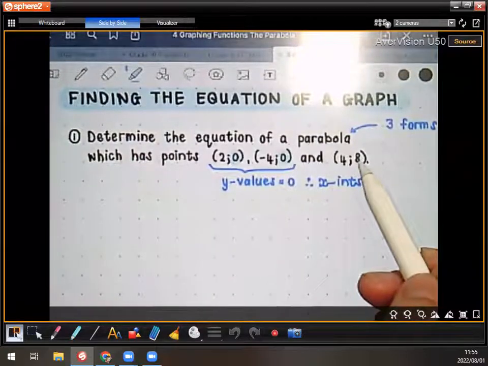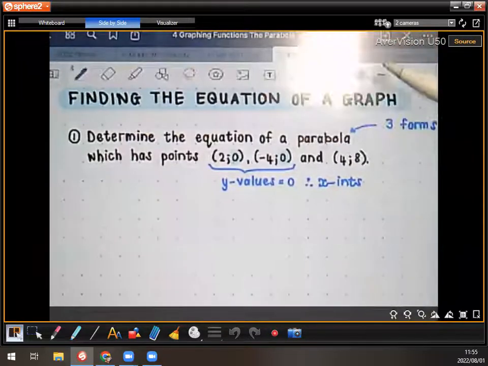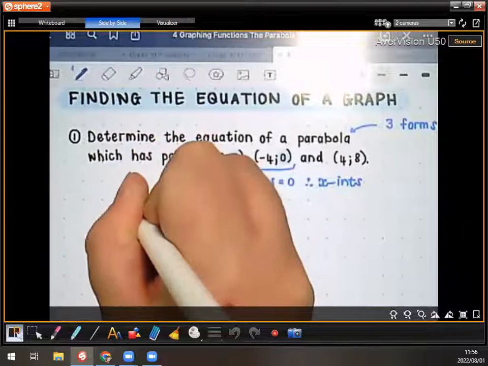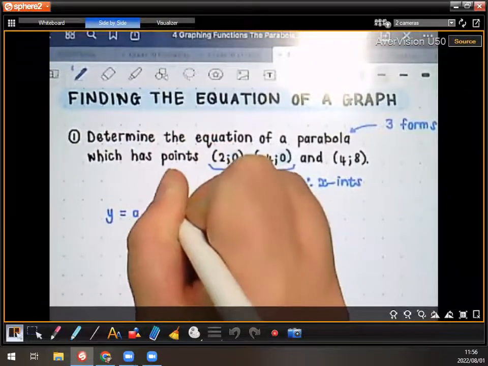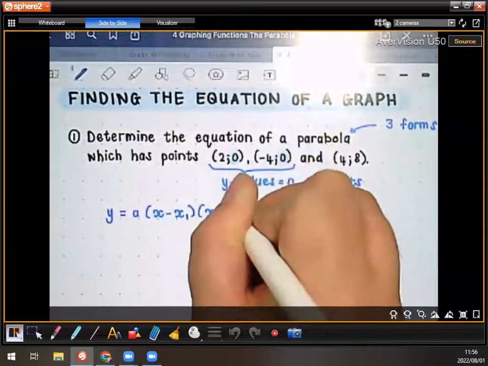And then they've given us a third point. We'll see now why we need that third point. But guys, they've given us the x-intercepts, so we're going to use x-intercept form. Okay, so let's write that down. We're going to write y equals a times x minus x1, times x minus x2.